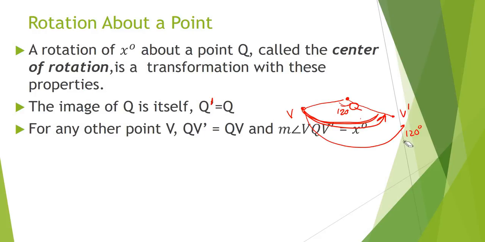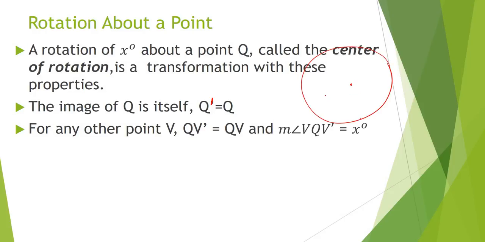So think of an old-fashioned record, and you have a point on the record, and there's the center of the record. You put a point here, and you turn the record a little bit, and that's where the new point is going to end up. So we're rotating this record around the center of the record.